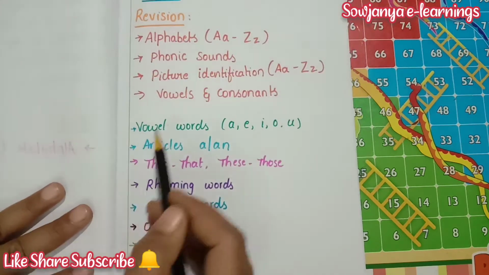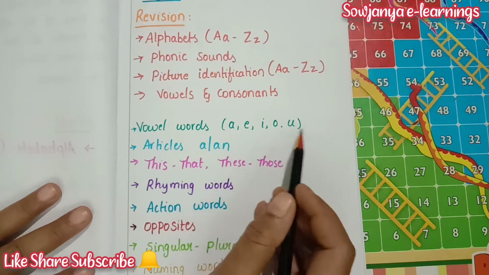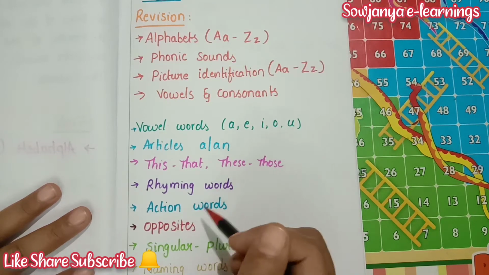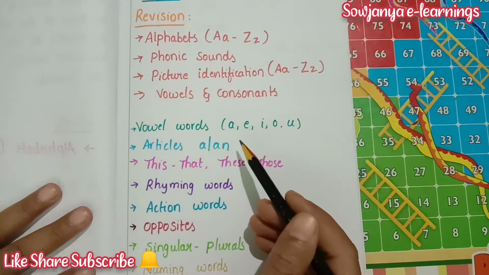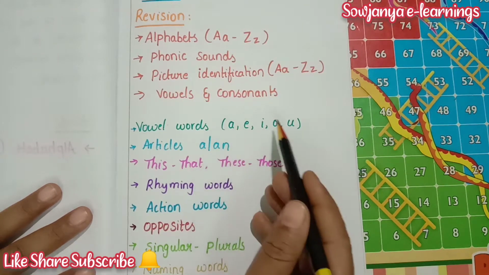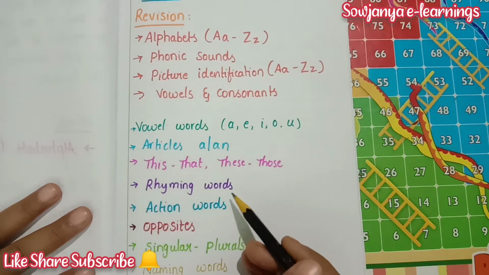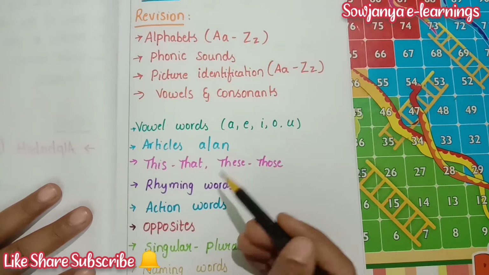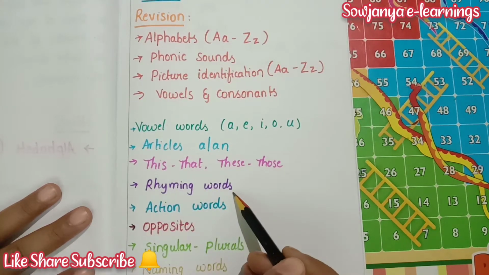Next, vowels and vowel words. What are vowels? A, E, I, O, U. These are the vowels. So, here we have to make them learn the spellings of vowels, like B-A-T, bat, C-A-T, cat, like that. And with that only we have to teach them rhyming words also. Because vowel sound words and rhyming words are both equal. So, while teaching the vowel sound words, we have to teach them rhyming words.